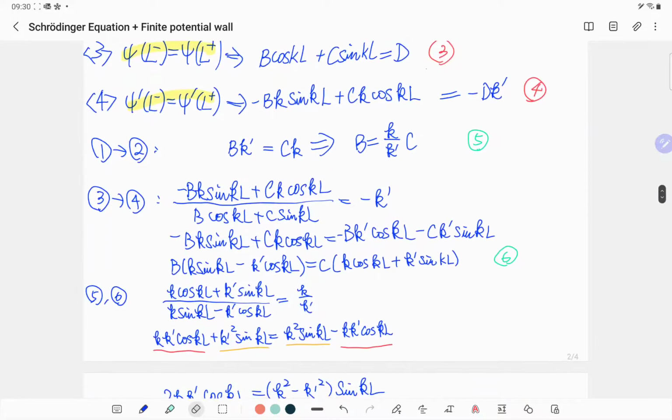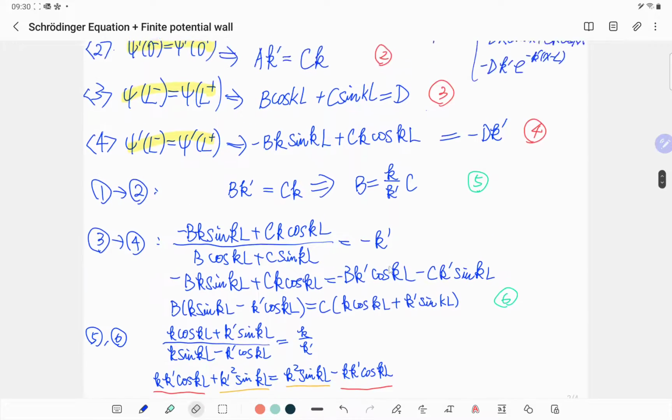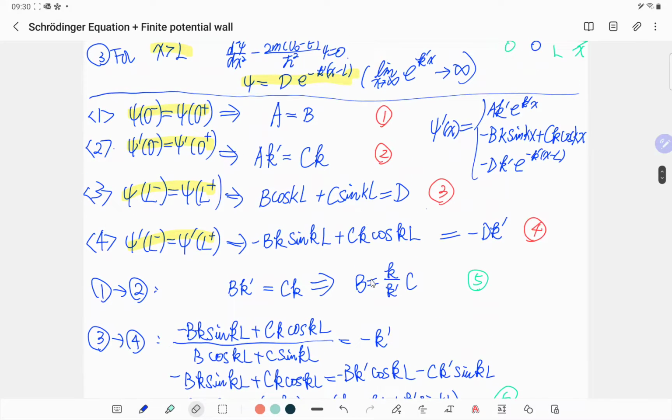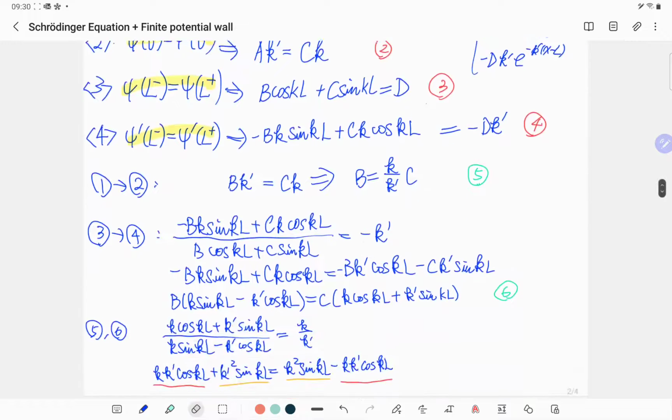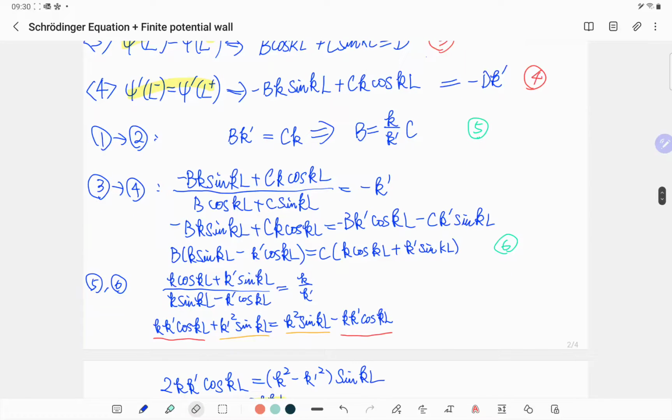I will just go through it quickly. Then we need to solve for K, and try to find the relationship between A, B, C, D. If we plug in 1 into 2, we can find that B and C have this condition. Then plug in 3 into 4, we have something like this. Oh, it looks so awful.